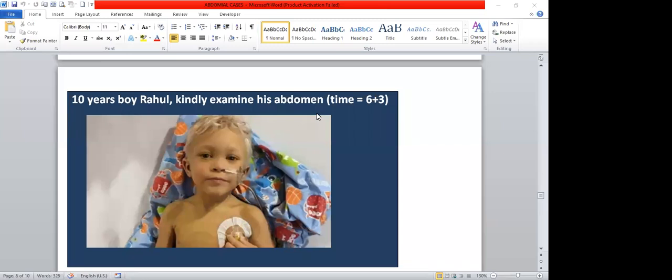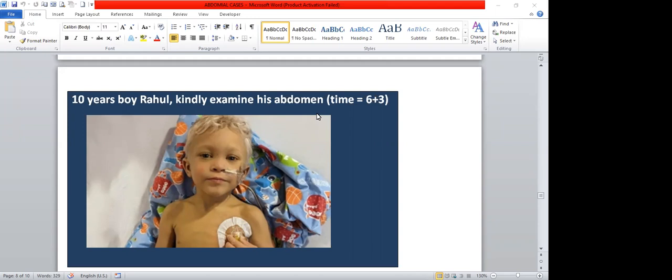I would start with percussing from the right iliac fossa, moving upwards until the note changes from resonant. What would be the liver span? It's 40 to 50 centimeters. Since there is no fluid, I will not proceed with any percussion for fluid.